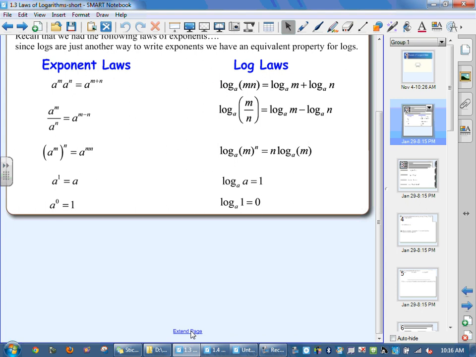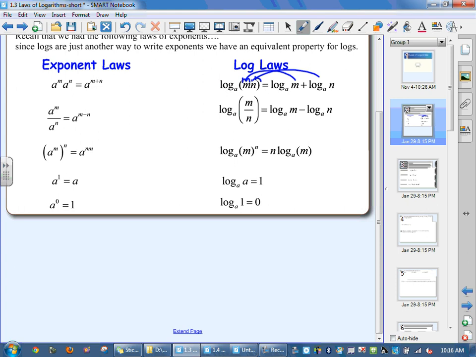Log base A, log base A. So m times n, you split them, m gets a log and n gets a log. Now, if they're divided, it means that there was a subtraction sign in there instead of a plus sign. That's all it means. We did the exact same process.